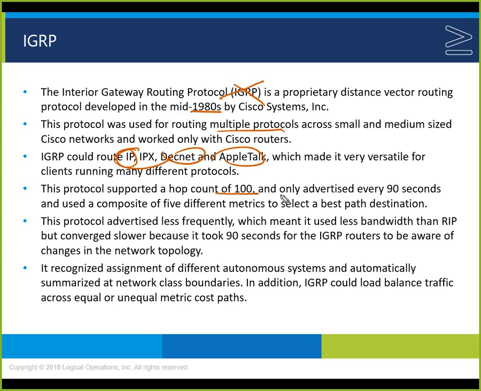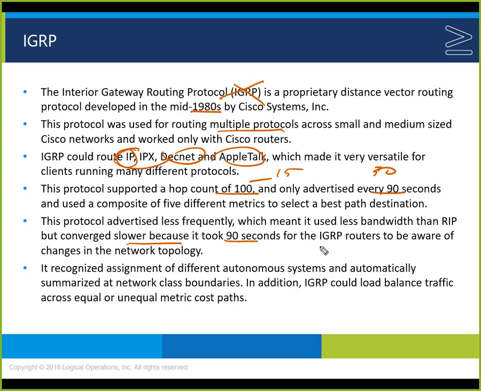Support a hop count of 100 and advertise every 90 seconds. Remember, RIP had a hop count of 15 as the max, and it advertised every 30 seconds. IGRP advertises less frequently and uses less bandwidth than RIP.